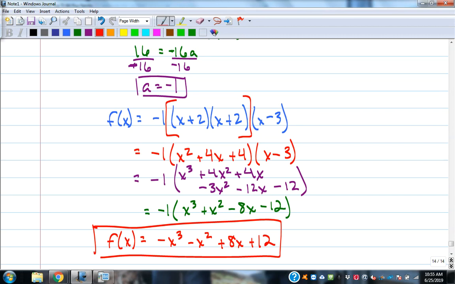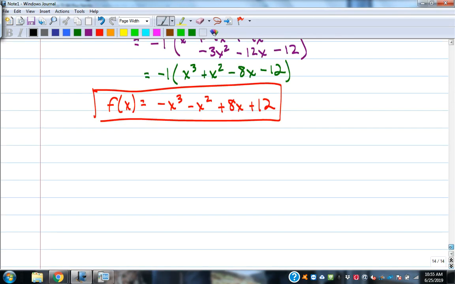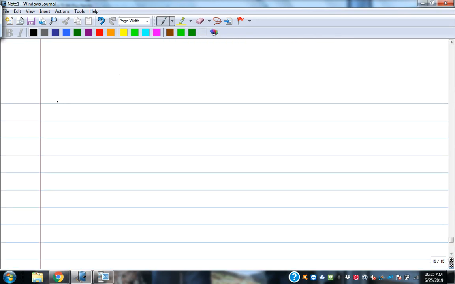How about that? Tedious, not fun. A lot of places to make some errors, but it doesn't get much harder when you have rational zeros. Okay, where it gets a little tricky is when they give us a polynomial that has zeros of 3 and the square root of 5.